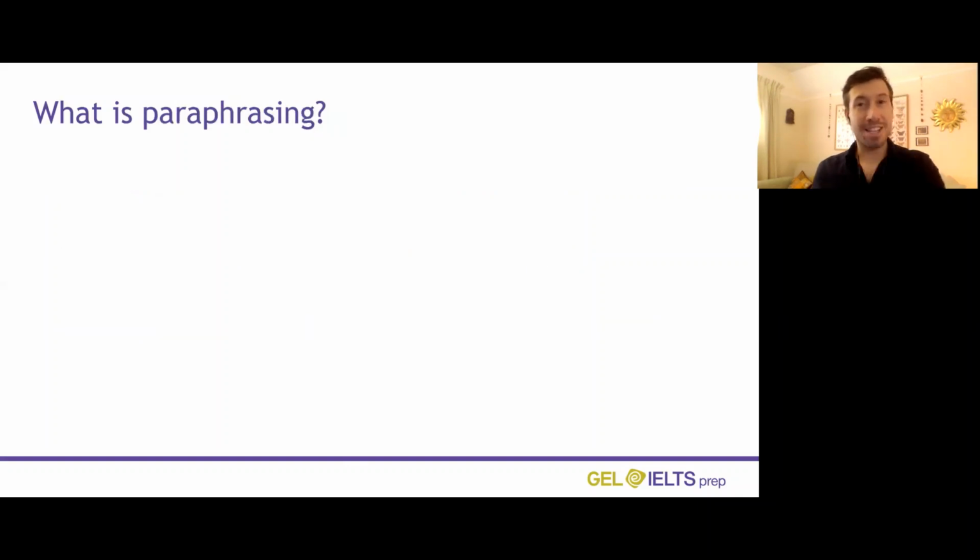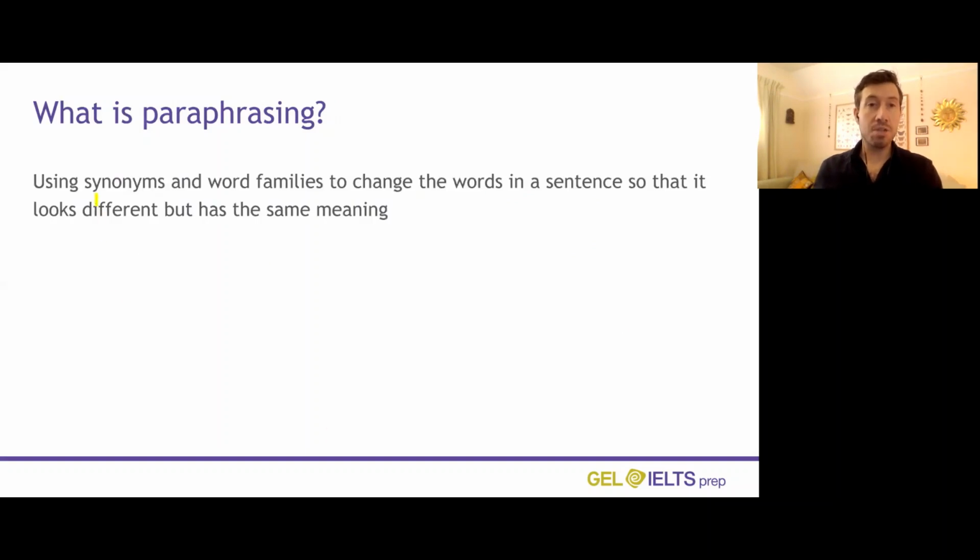So let's come back to that thing we started with, which is paraphrasing. So what is paraphrasing then? Well, it's using synonyms and word families that we just spoke about to change the words in a sentence so that it looks different, but it has the same meaning, okay? That's really key. It looks different, but it has the same meaning, okay? So the whole sentence could be changed.